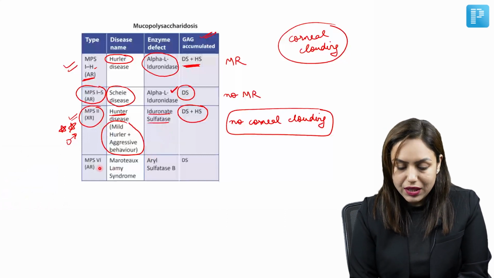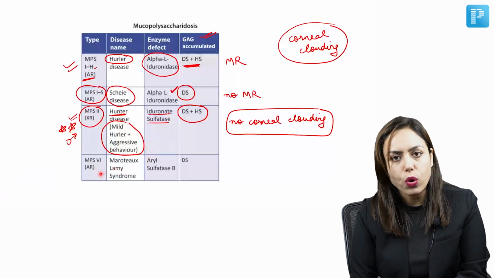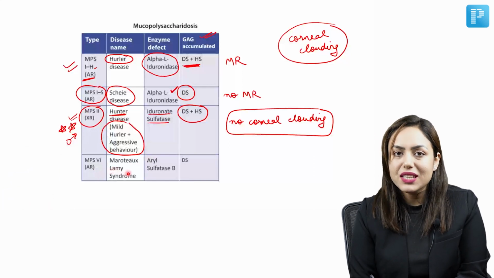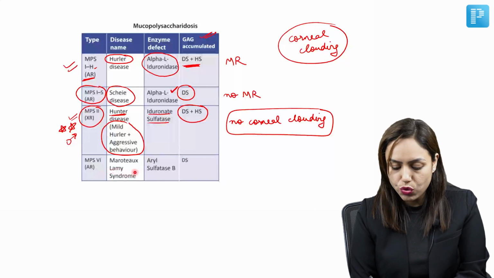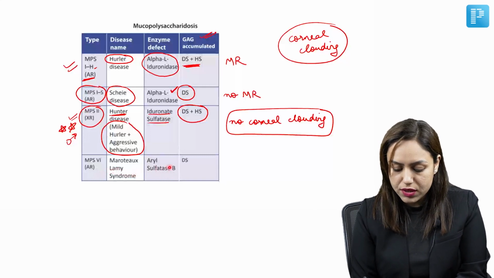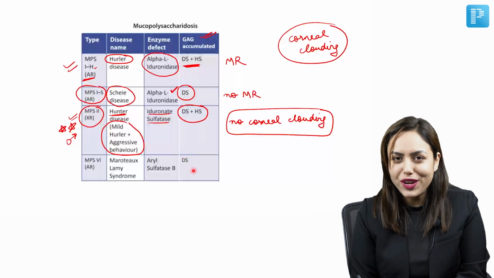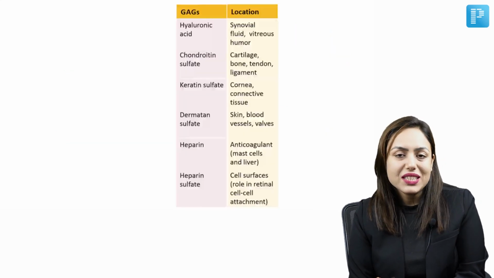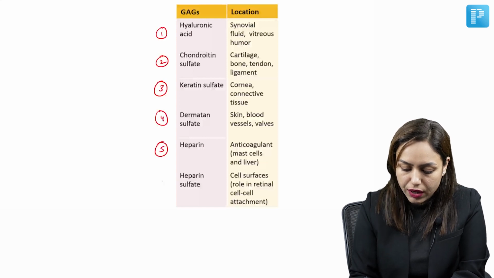Okay. Then one more we can do, type 6, which is also autosomal recessive. The disease is Maroteaux-Lamy syndrome. And the enzyme deficient is aryl sulfatase B, and the GAG accumulated is dermatan sulfate, right? Then let's also do the 6 types of GAGs which we have, and their location is frequently asked.